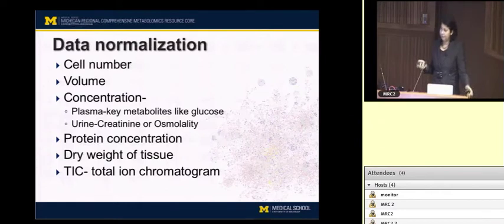Other things to use, for example in tissue, is protein concentration. Dry weight of the tissue, we use that in fecal samples to normalize between two samples. If all these methods have not been thought of and you've started the experiment, we can also normalize using the total ion chromatogram, which is the output of the chromatographic separation method.